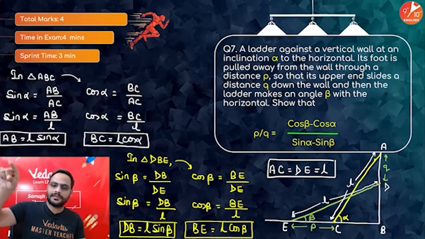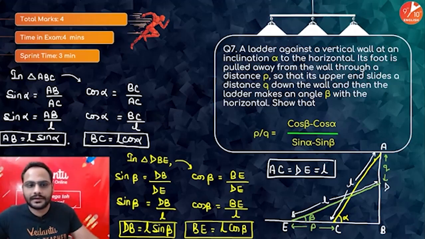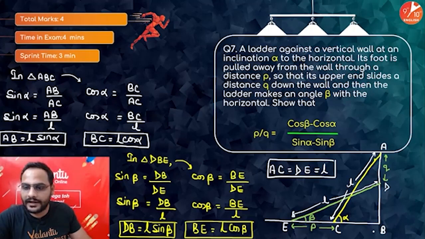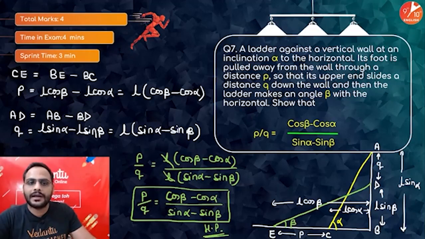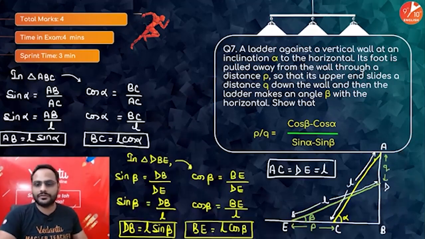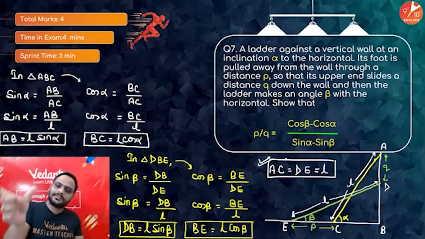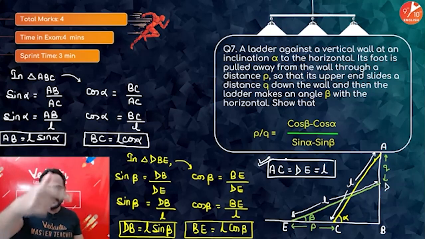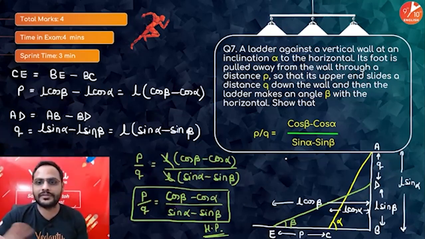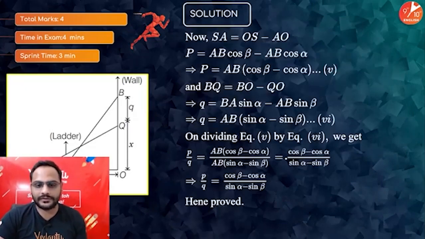First triangle ABC, you will get AB as L sin alpha, BC will be L cos alpha, and in the triangle BD will be L sin beta, BE will be L cos beta. Then you will find out P as L cos beta minus L cos alpha and Q as L sin alpha minus L sin beta, and then solve it. So the major thing in this whole question was to understand that the ladder remains the same. So length AC and length DE both are equal. Then only you will be able to simplify this whole question. Otherwise you will be stuck. Okay, so very good question.